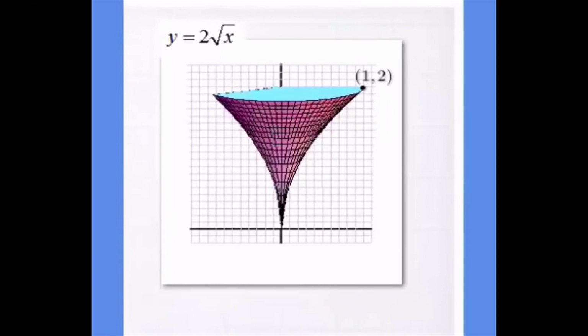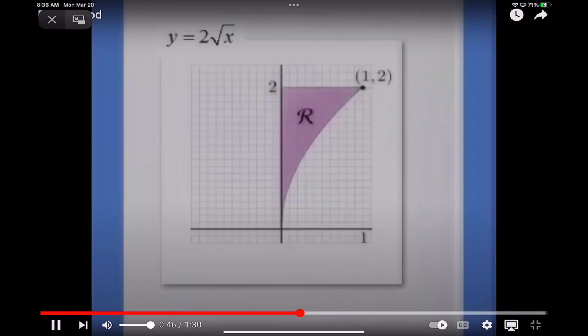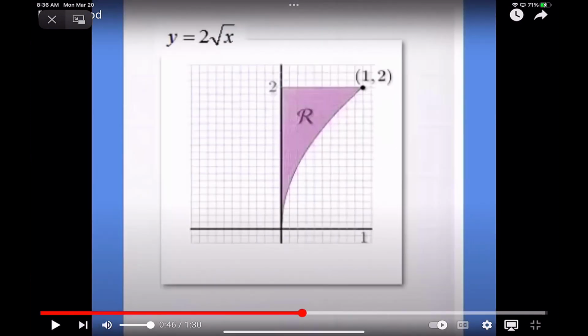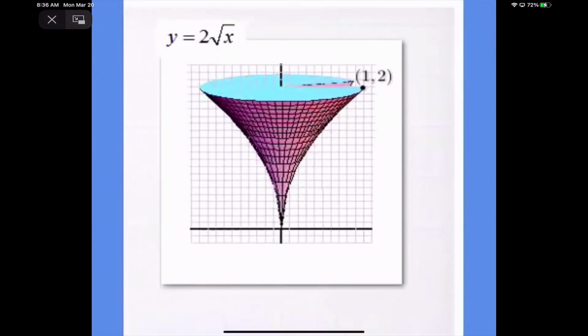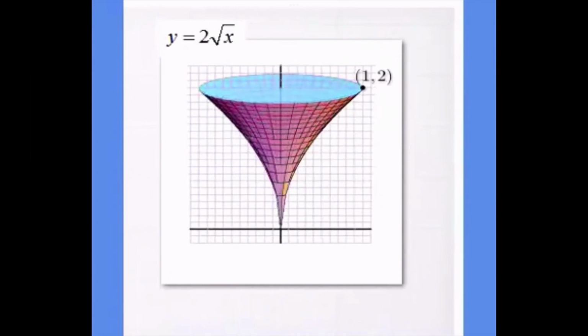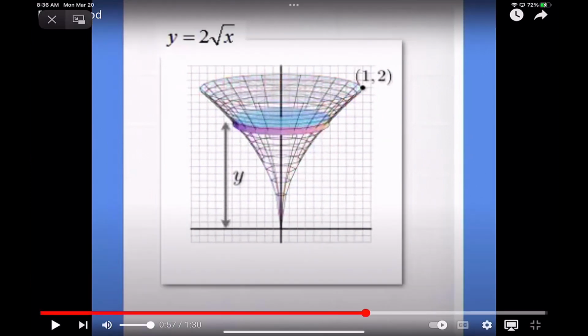Okay, so here's another one. Here's the original graph, y equals 2 times the square root of x. Normally we'd say find the area of R. That's what we did last week. Now what we're going to do is that area is going to revolve around the y-axis, right? And create a shape. The reason I'm showing you this is to be able to see these figures, because you're finding volume for figures that you won't see.